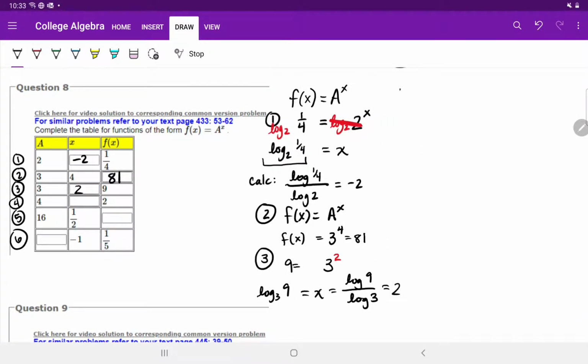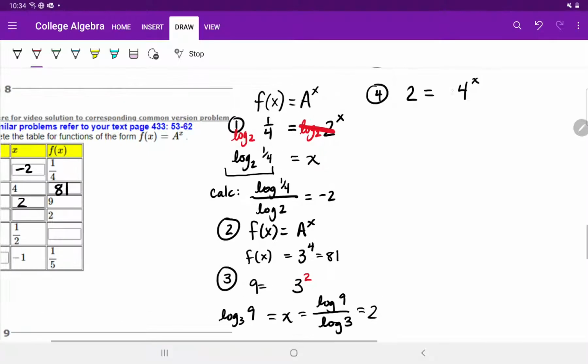All right, number 4. For number 4, they give us f of x is 2, a is 4, and x is unknown. So we have to solve for x. And this is another one that you could probably do in your head, but we will actually write it out algebraically just for good measure.